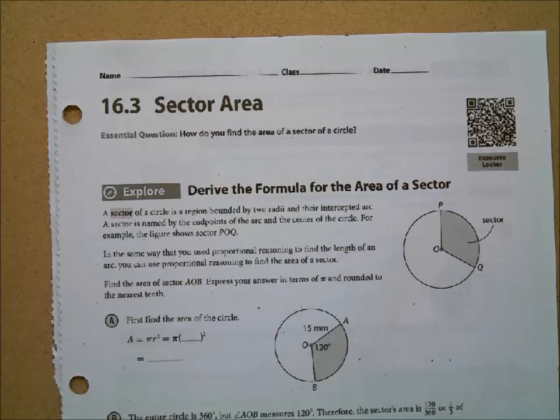210 as well. And so we'll just do 210 over 360 times pi times the radius squared, which is 3 squared. So 9 pi, 210 over 360 simplifies to 7/12. So we multiply that together, we get 21/4 pi, which is approximately 16.49 inches squared.